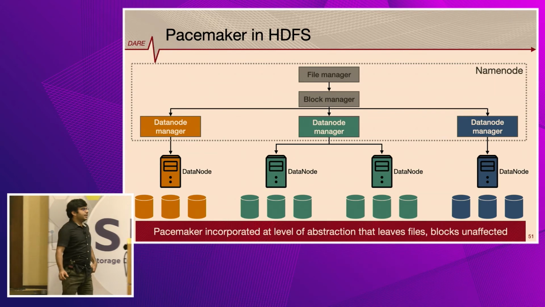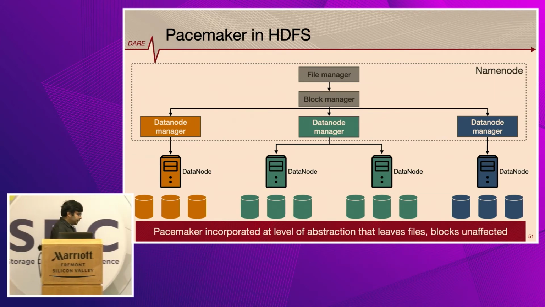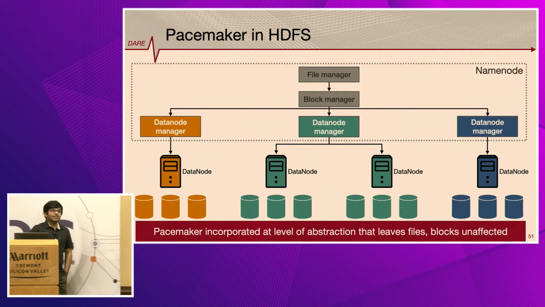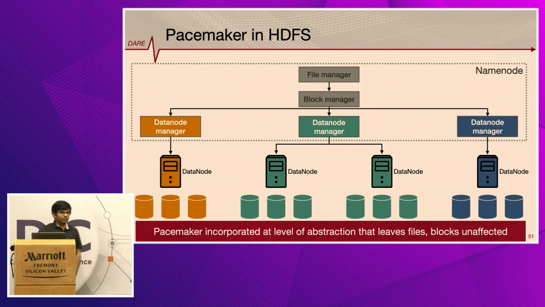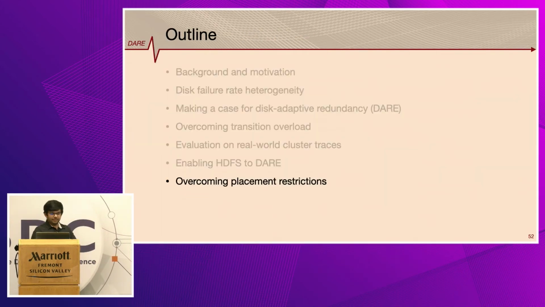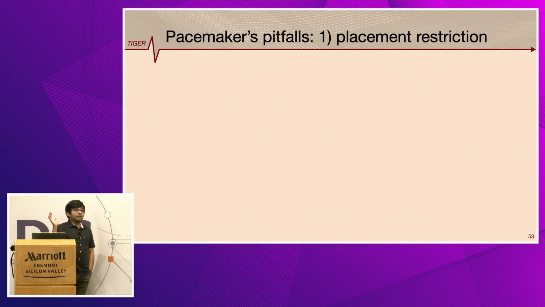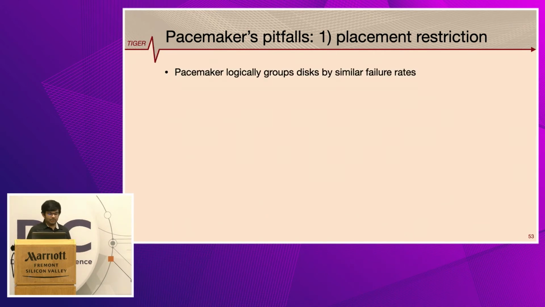And very recently, we also introduced a new disk adaptive redundancy system called Tiger, which I'm going to talk briefly about, which is incidentally not in the slides that I uploaded. I added this very lately. So Pacemaker is really good in terms of the transition overload reduction, but Pacemaker also has certain problems.